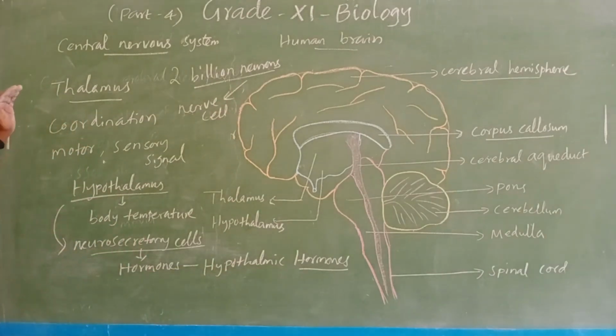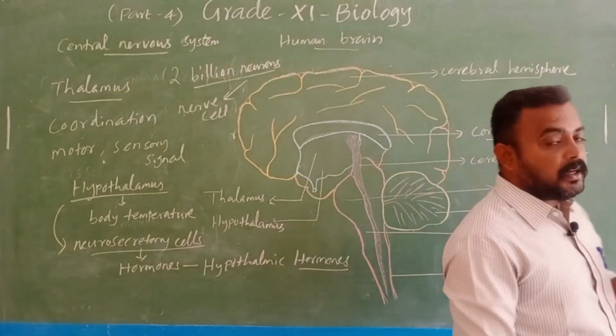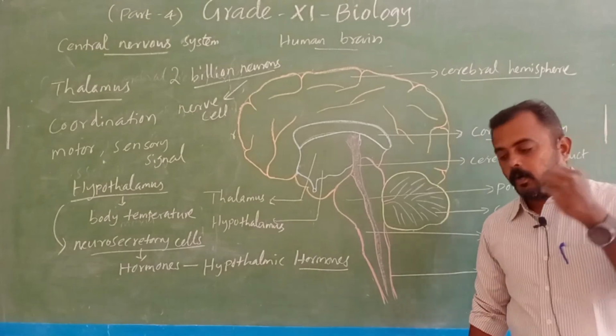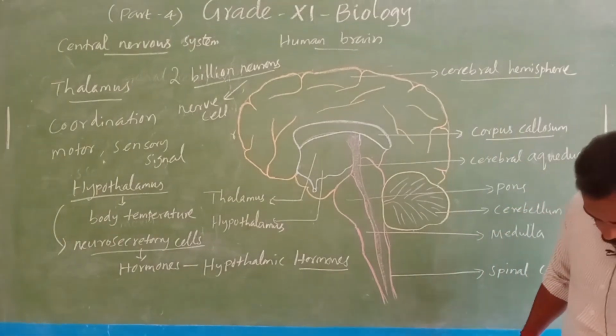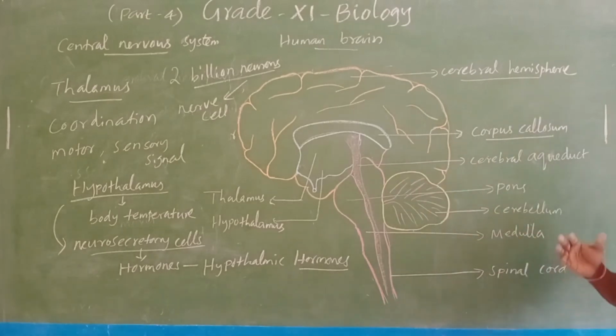Okay, these are the functions of the thalamus and the hypothalamus. The thalamus does the coordination function. What does it coordinate? Motor and sensory signals. Next, the hypothalamus regulates the body temperature. And then we have some cells, the neurosecretory cells, that secrete what? Hormones. That is, hypothalamic hormones.